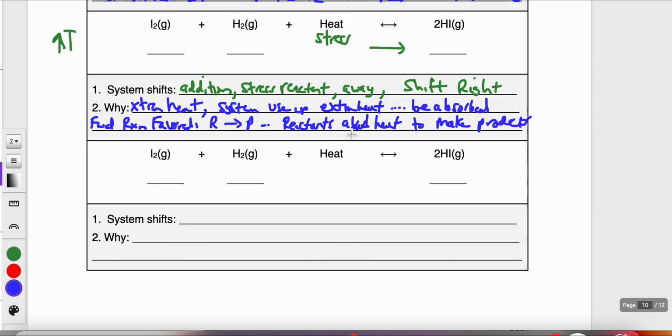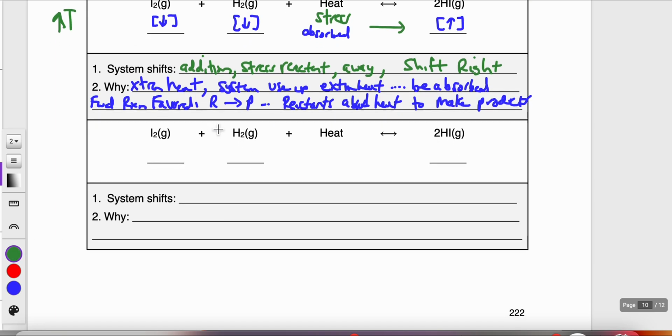So if the reactants are participating in a reaction, that means they're being used. So their individual concentrations will be decreased. And as they are reacting, the extra heat is being absorbed or used. And as a result, it ends up forming more of the product. So its individual concentration will increase.